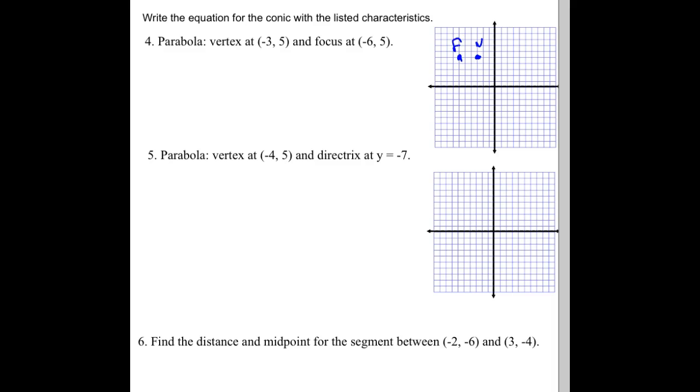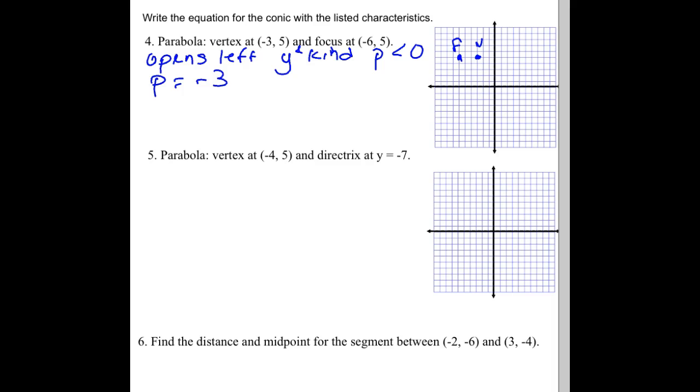So from that information, to get from our vertex to our focus, we have to go to the left. We know that it's going to have to open to the left, which means it's a y squared kind. And it means that our p-value is going to have to be negative. So p is going to have to be less than 0. How many spaces are we from going from the vertex to the focus? We had to move 3 spaces to the left. So p is going to be a negative 3.